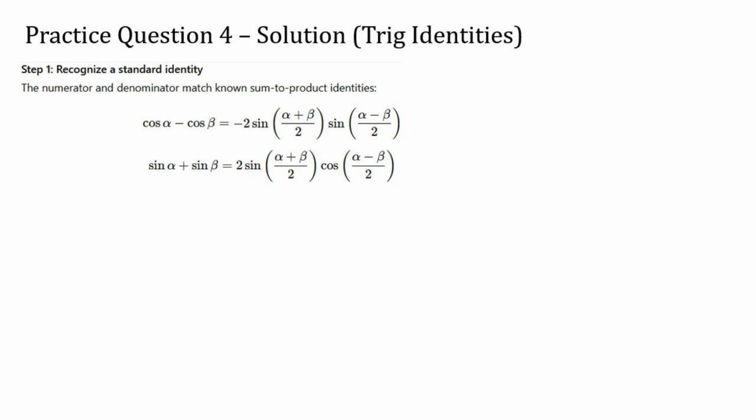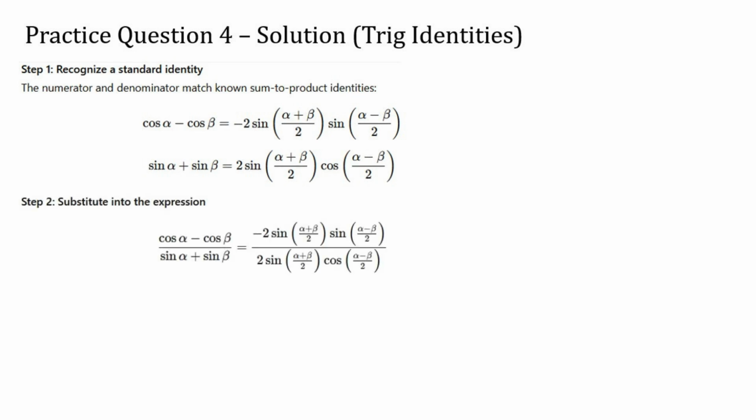We start by recognizing that the expression we're simplifying matches a well-known set of sum-to-product identities. Specifically, the difference between cosines and the sum of sines identities. Using these identities, we rewrite both the numerator and the denominator.